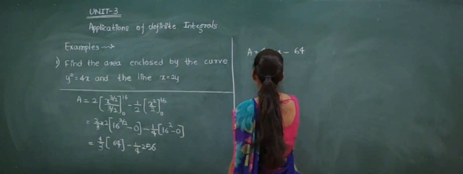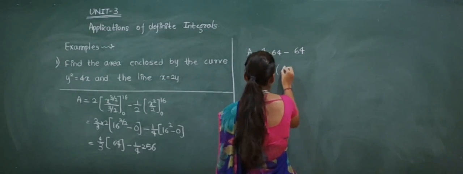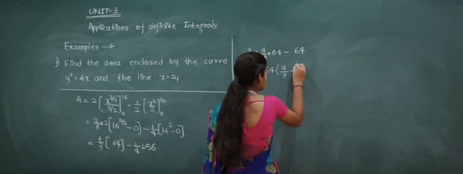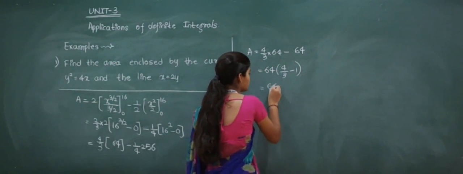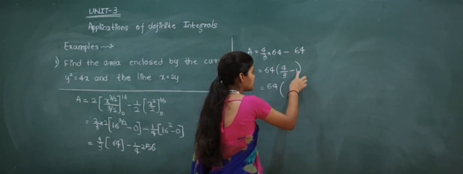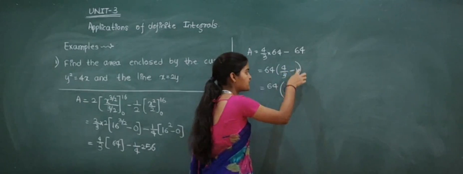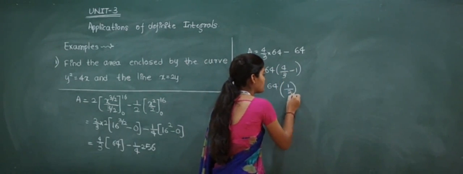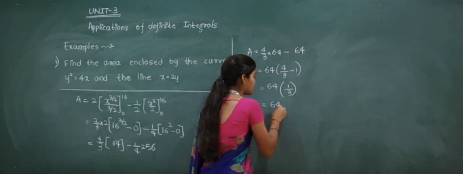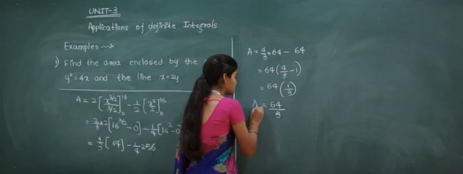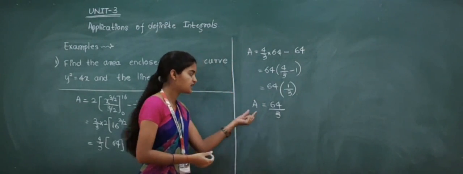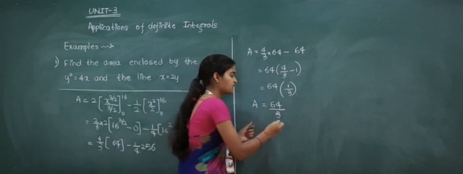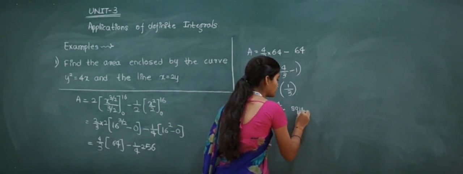So from these two terms I will take 64 as common. Remaining is 4 by 3 and this minus 1. Therefore 64 into 4 by 3 minus 1. What is 4 by 3 minus 1? 4 minus 3 whole divided by 3 we will get after taking the LCM, and it is 1 by 3. Therefore our A is 64 by 3. Now as we are finding the area, it has a unit. We are writing it as square units.